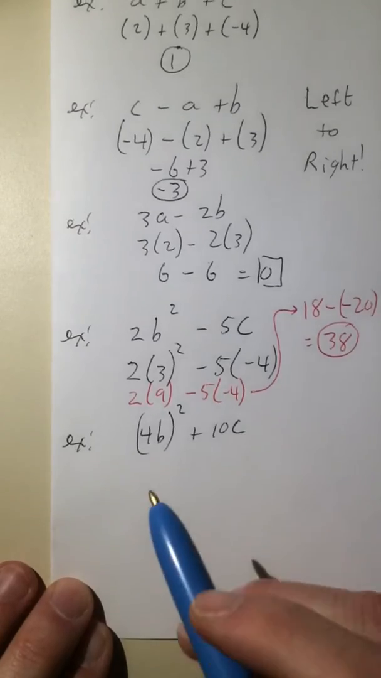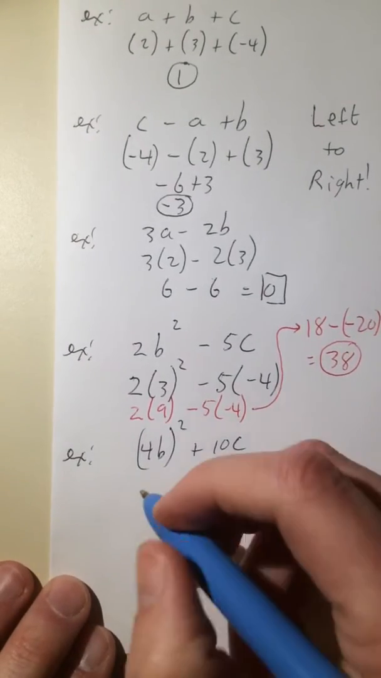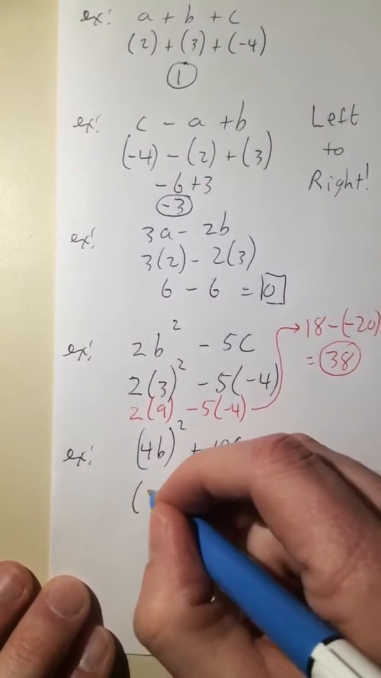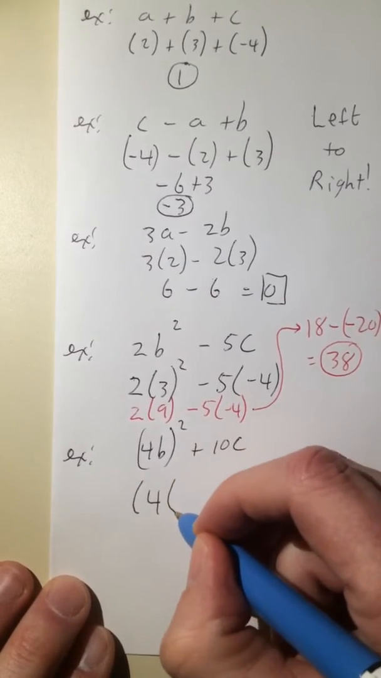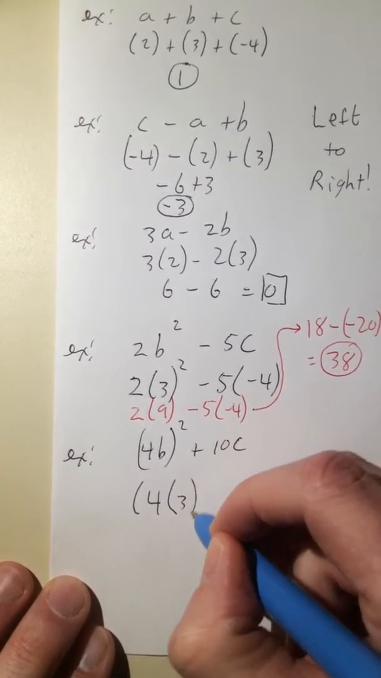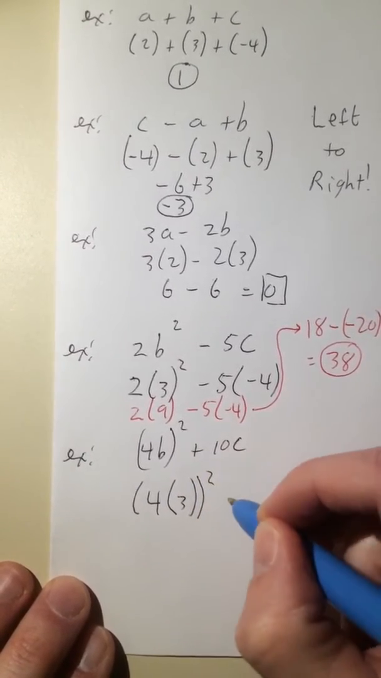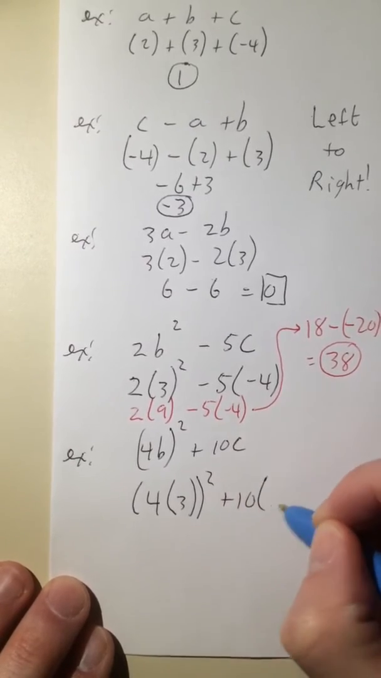I think you can probably see the red well enough. So again, we're just going to plug in the numbers. So we got parentheses 4, and I'm going to put parentheses here, 3, again, just to keep everything nice and clean and organized, plus 10 times negative 4.